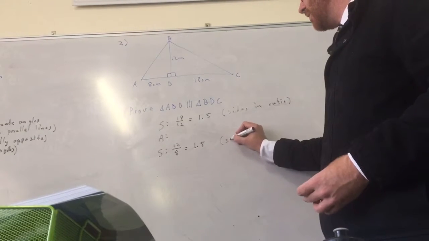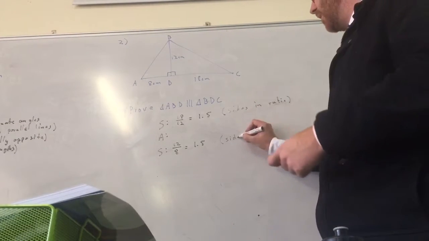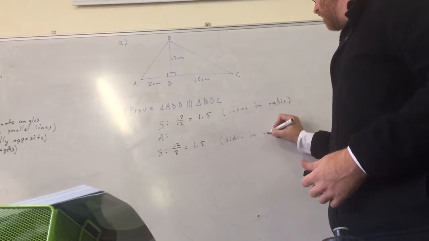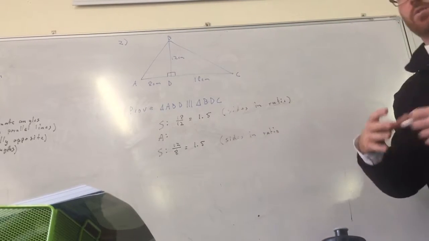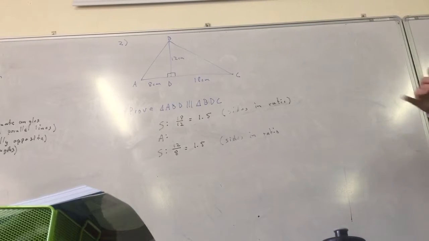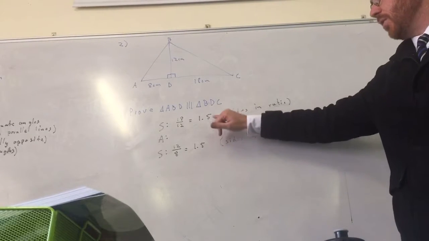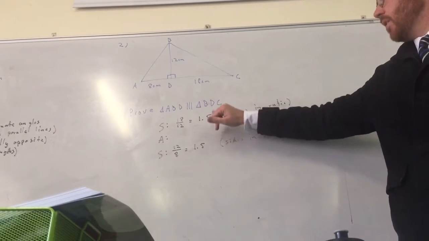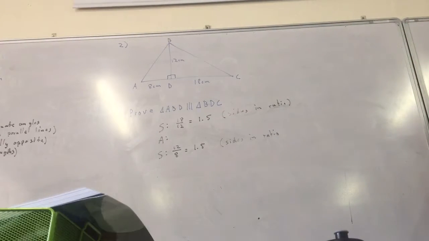That's the thing. We don't need to show they're the same like we did over here. We need to show they're in the same ratio. What's the point of getting 1.5? Because we're showing that the side lengths are in the same ratio. Remember, if these weren't the same ratio, then that would mean they're not similar.